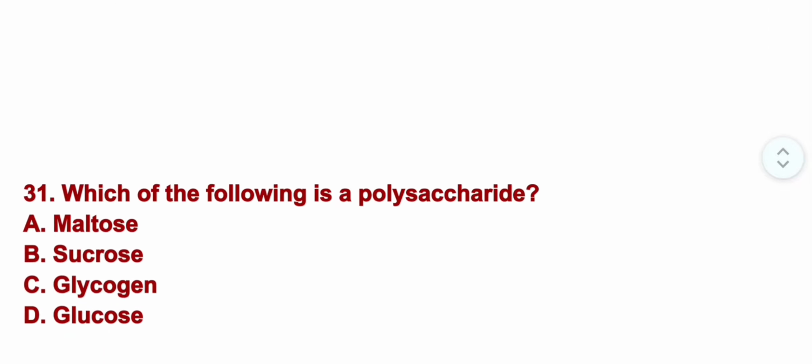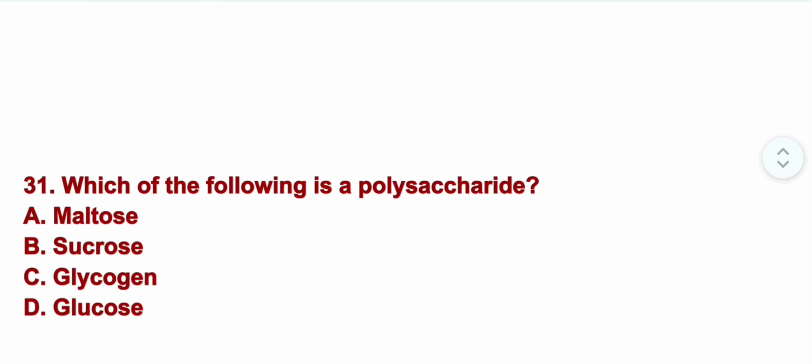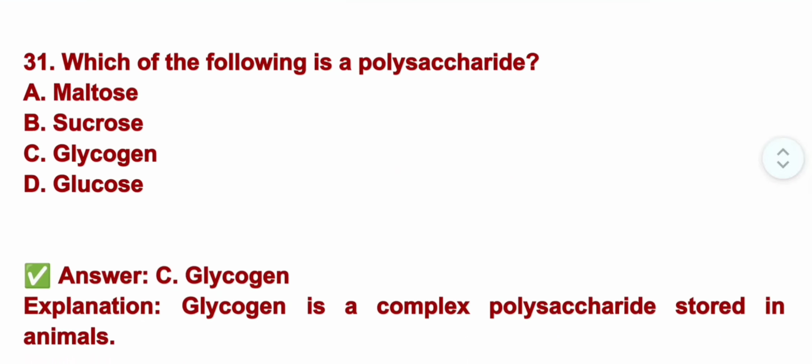Question number 31. Which of the following is a polysaccharide? The correct option is option C. Glycogen. Glycogen is a complex polysaccharide stored in animals.